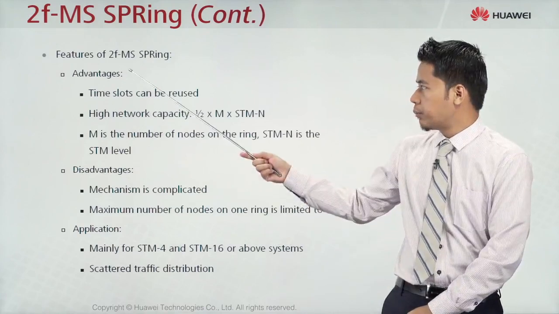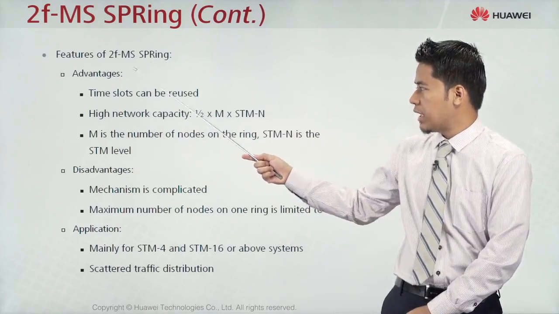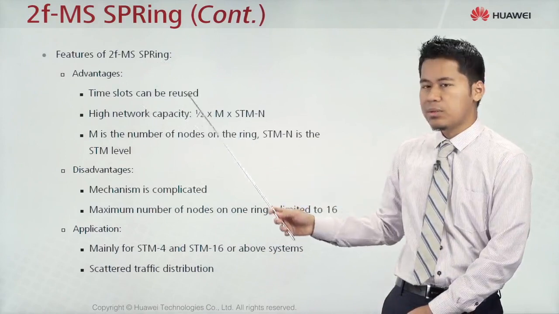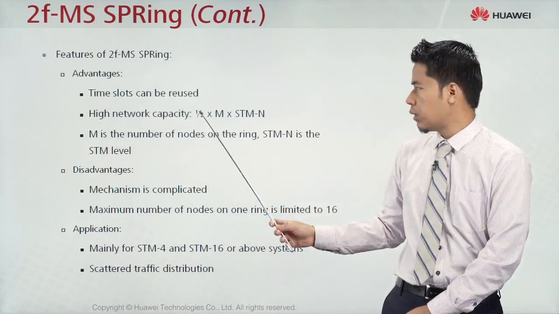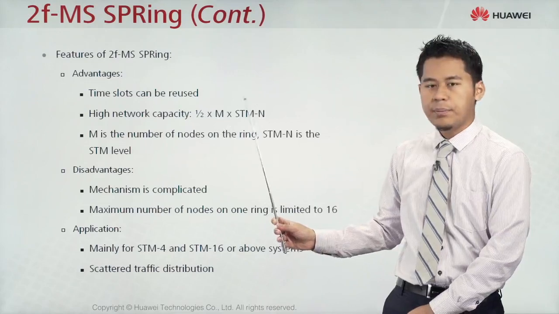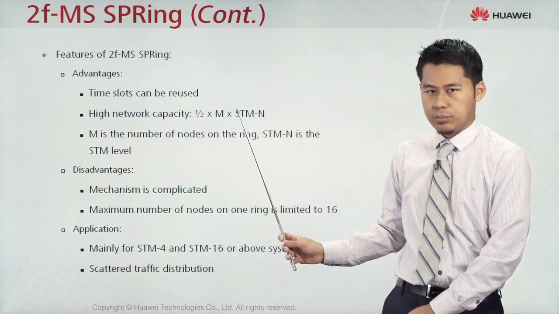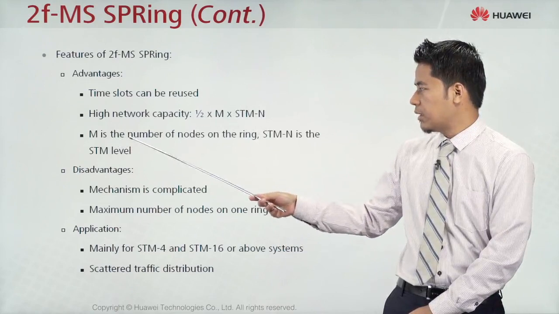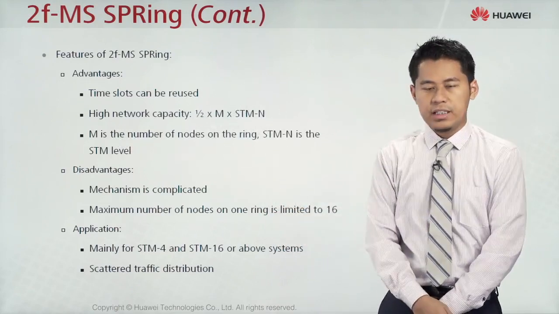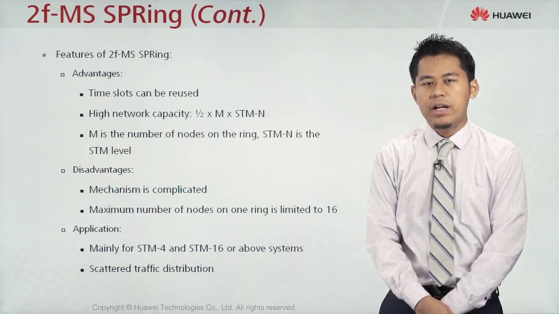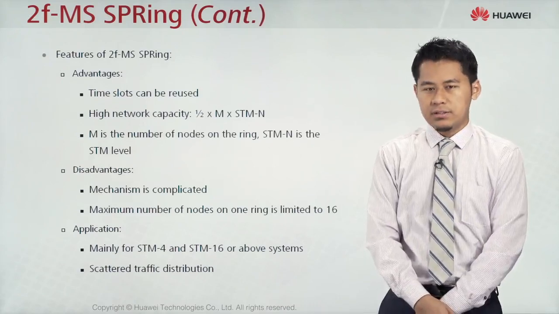So here are the features of this MS-SP ring. The advantages, of course, are that the time slot can be reused. Of course, the high network capacity, which is 1/2 times M, and also depends on the STM frame that you apply. In here, M is the number of nodes in the ring, and in SDH it depends on the STM level. It can be STM1, STM4, STM16, and also STM64.